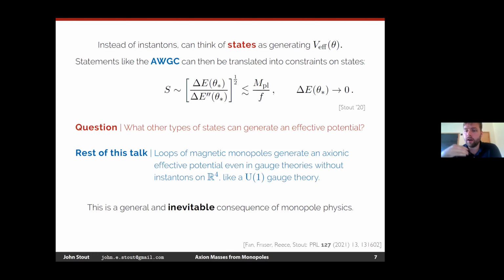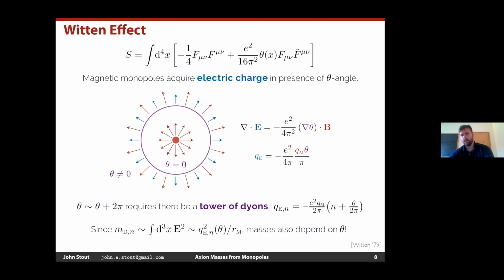Everything that I'm going to talk about only relies on general gauge kinematics, the general properties of gauge theories and how they interact with magnetic monopoles. So perhaps the most important effect, and the reason why magnetic monopoles can generate an effective potential for theta, for the axion, is the Witten effect, which is a general fact about magnetic monopoles in the presence of a theta angle.